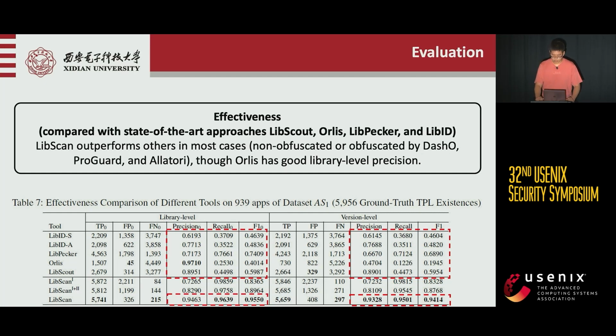And from this table, we can say LibScan outperforms others on most ground truth apps. Most of these apps are obfuscated by arbitrary dash or purgard. Only OLIS has a better precision on the library level, and as we know, the version level results are more restricted than the library level results.